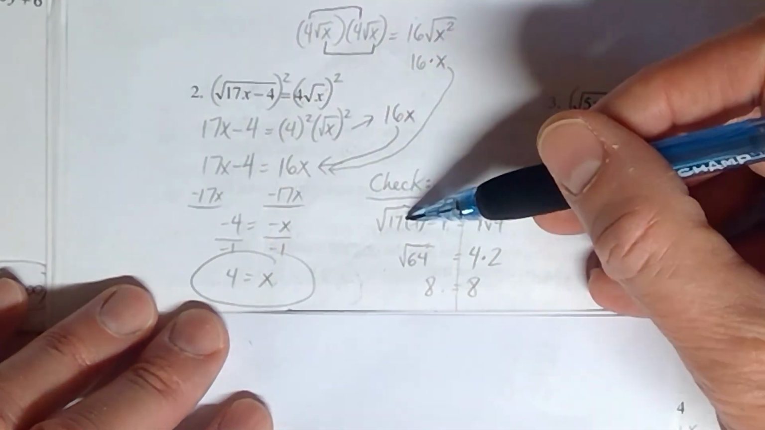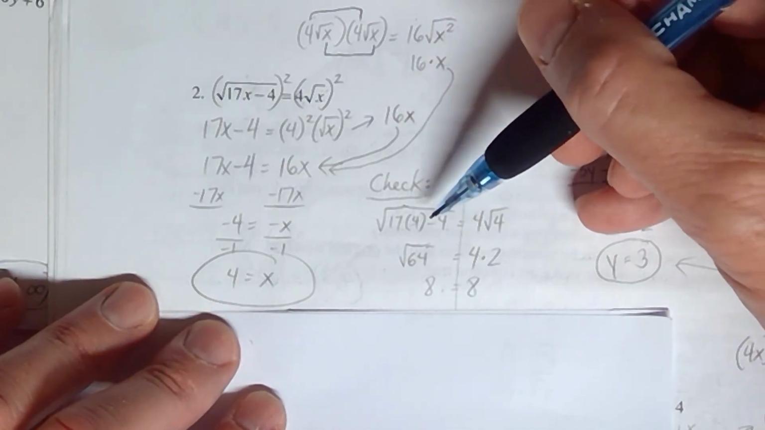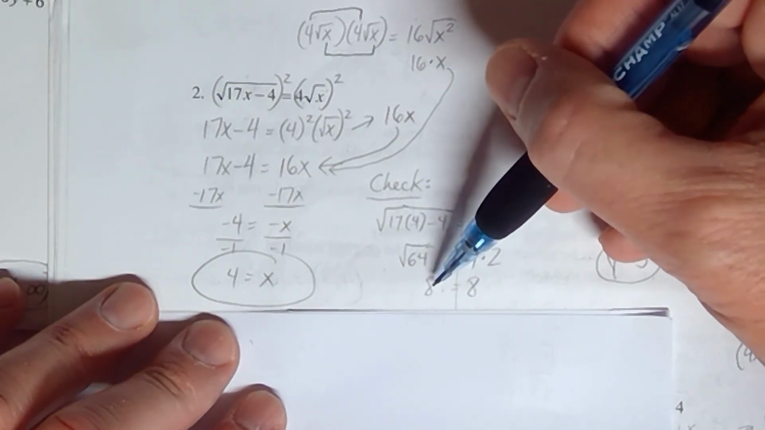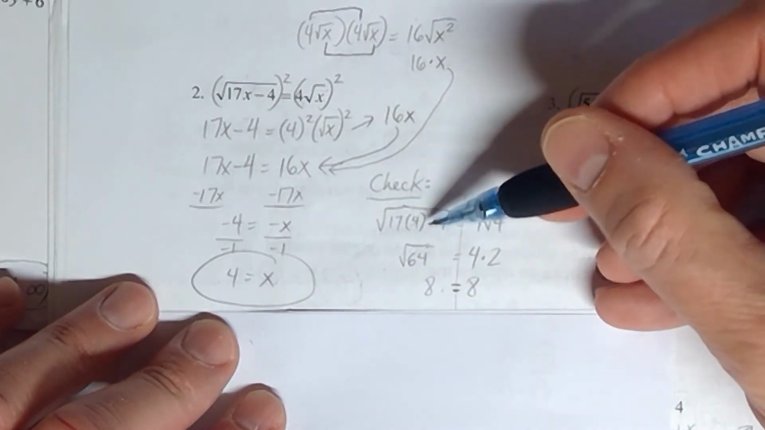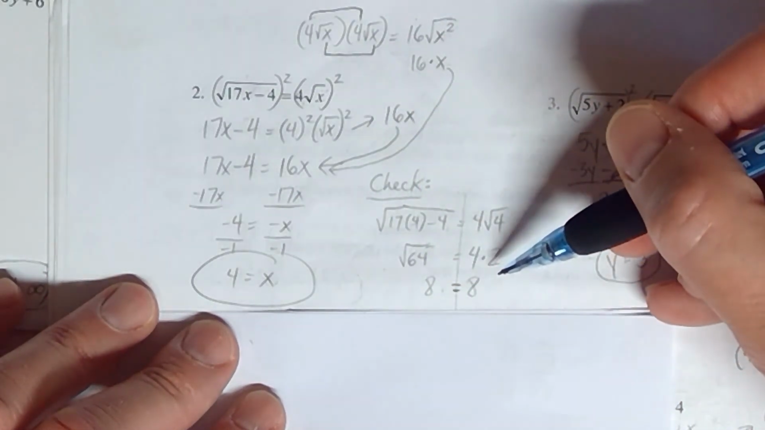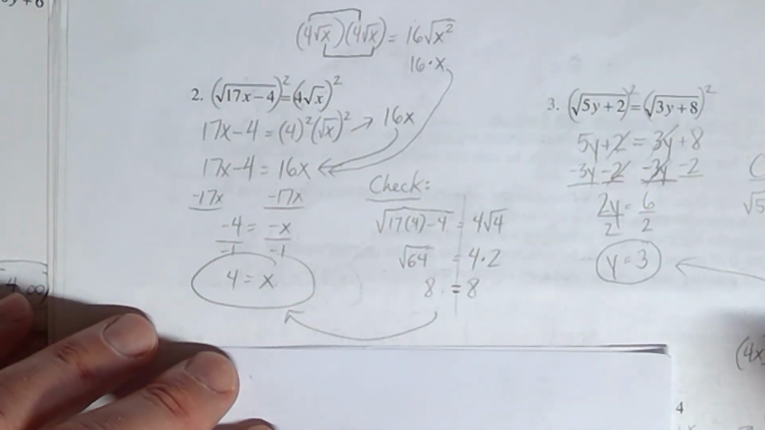But again, I checked my answer in the original equation before I circled this. And so why did I circle it? It's because it ended up being true. 8 on one side and 8 on the other side. It's true. Okay? And that's why I circled it. All right?